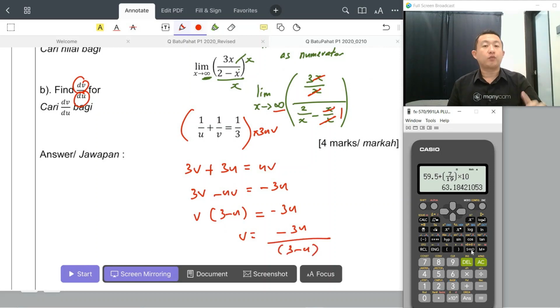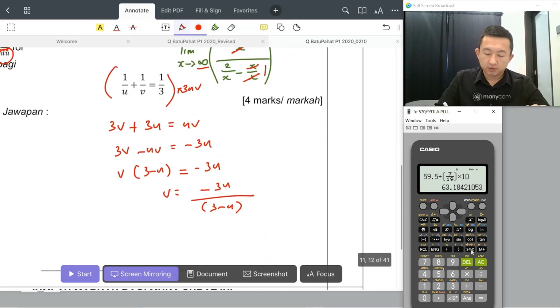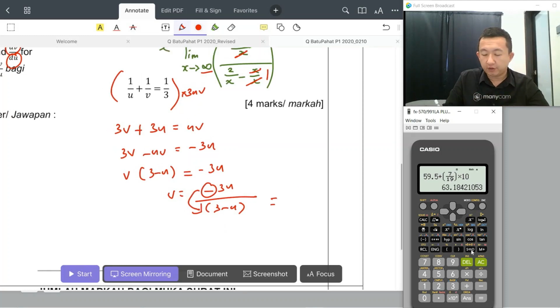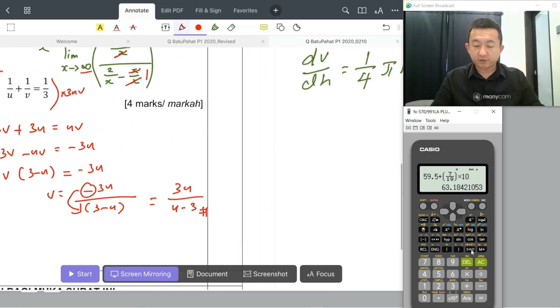Okay, this is what you have: v equals negative 3u over 3 minus u. Or you can change it by moving this negative sign to the bottom, and you have 3u over u minus 3. You can also leave it that way, up to you. And afterward, you apply the formula.